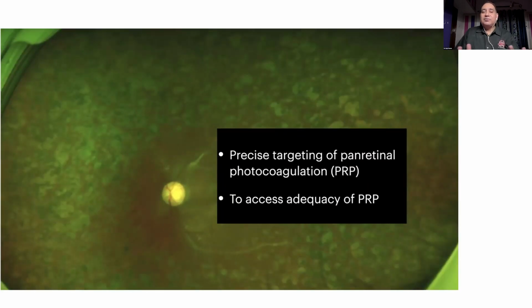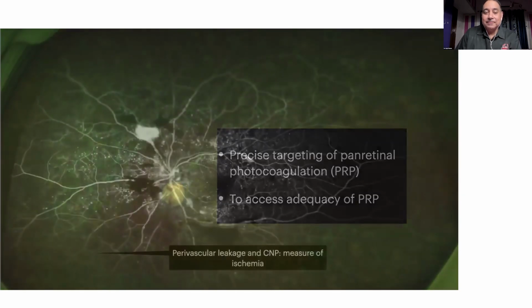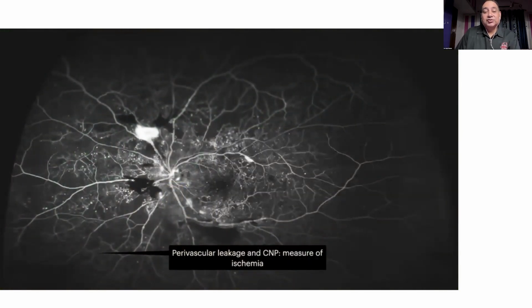So why do we use ultra-wide field imaging in diabetic retinopathy? There are a couple of reasons. One is that sometimes we can precisely target the pan-retinal photocoagulation. And to assess the completeness of PRP, whether you need a fill-in or additional PRP if there are skip areas, definitely a wide field image gives good information. With the widefield fundus fluorescein angiogram, we can understand how much non-perfusion there is.